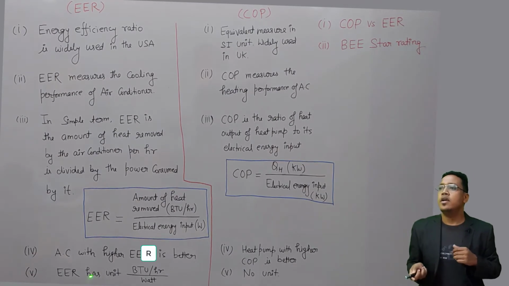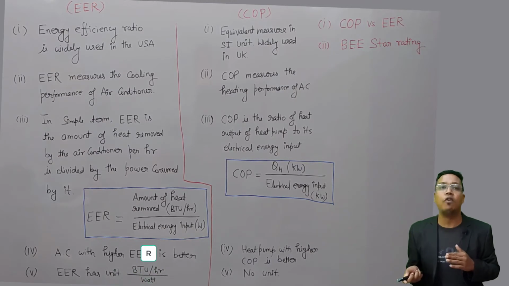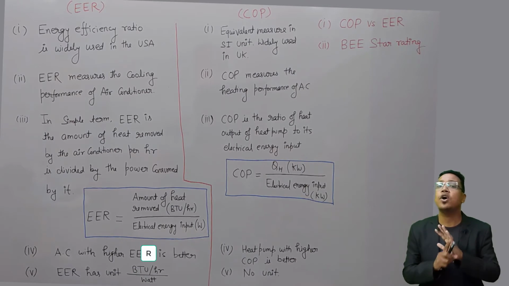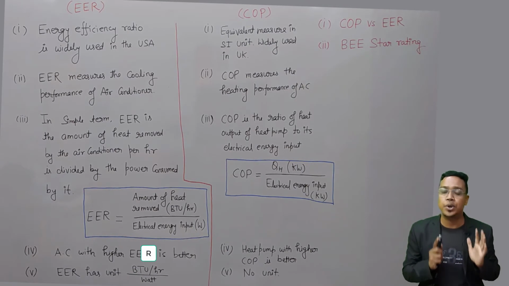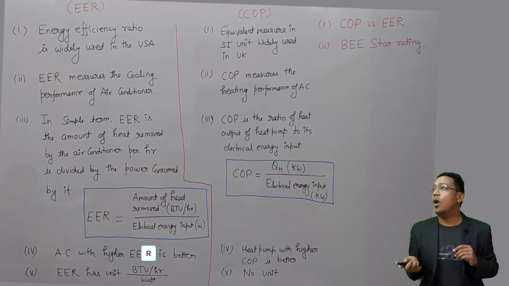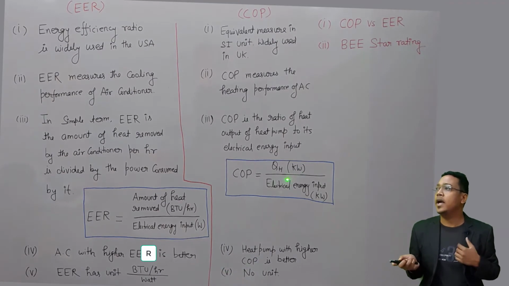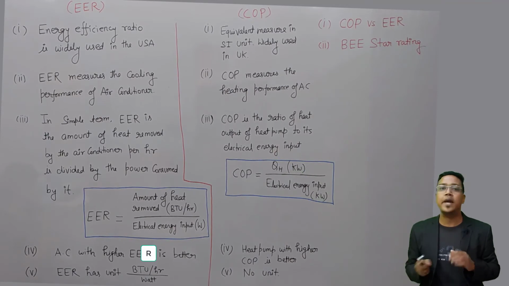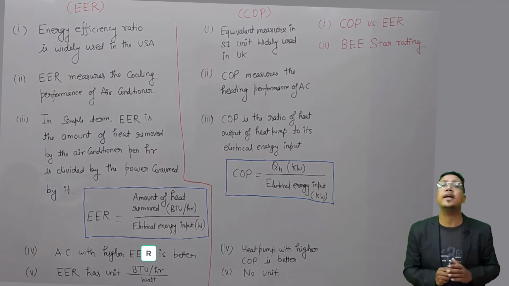Now, EER has the unit BTU per hour divided by watt. This is the unit of EER. EER is not unitless. Understood? Okay. Now, COP. COP has no unit. From here, this kilowatt and this kilowatt will cancel. Now COP has no unit. COP is unitless.